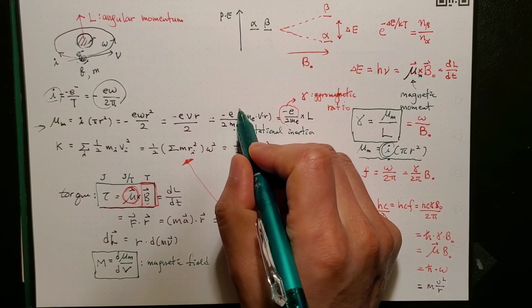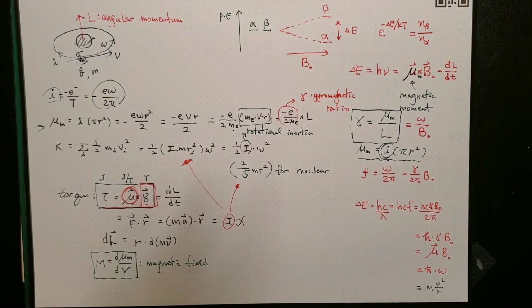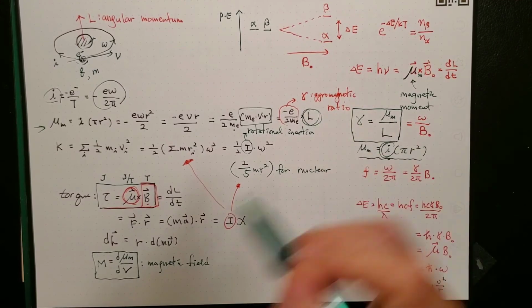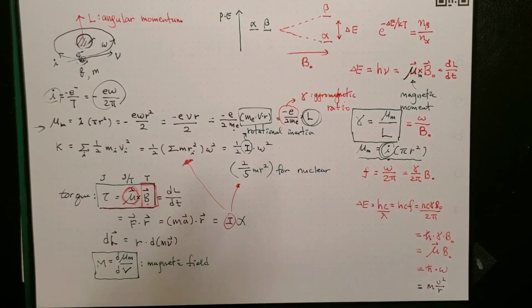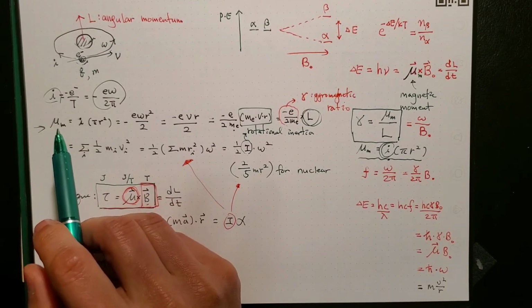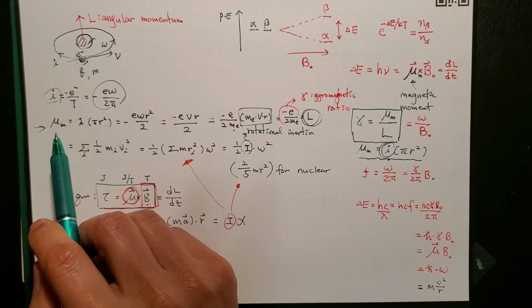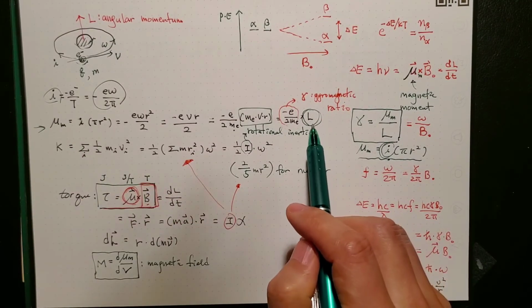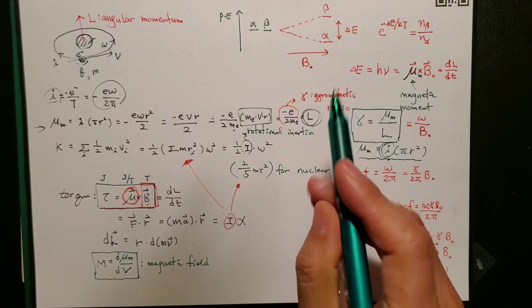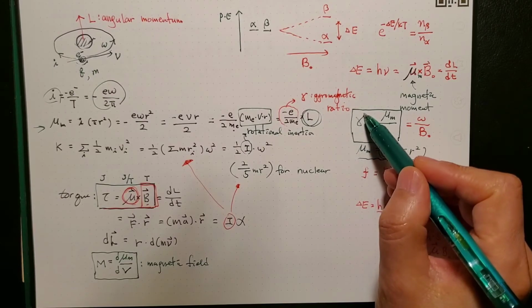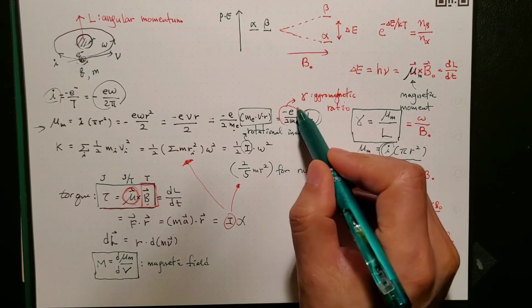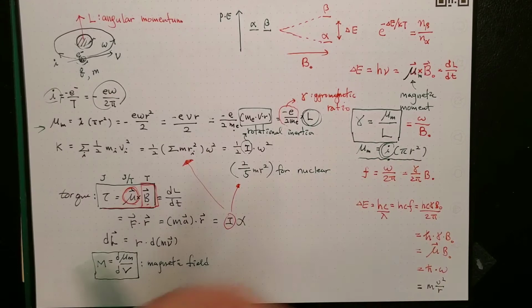Then you know this is angular momentum. So you replace this with the angular momentum, and now you have the relationship between magnetic momentum and angular momentum, and the ratio supposed to be gyromagnetic ratio, and that's this quantities right there.